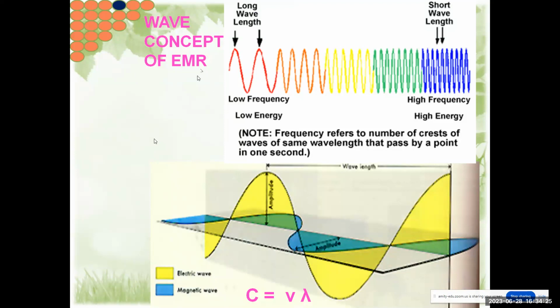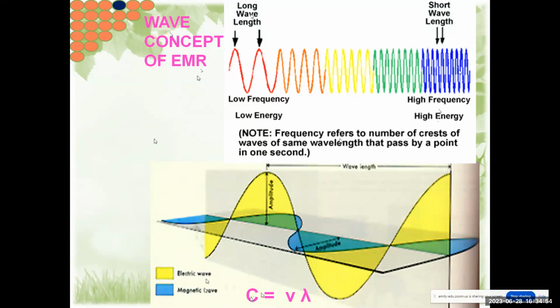In the wave concept there are two kinds of waves: the first is the long wavelength and the second is the short wavelength. The long wavelength has very low frequency or low energy, and the short wavelength has high frequency and high energy. Frequency refers to the number of crests of the wave of the same wavelength that pass a point in 1 second, and C is the velocity of light, the light constant.